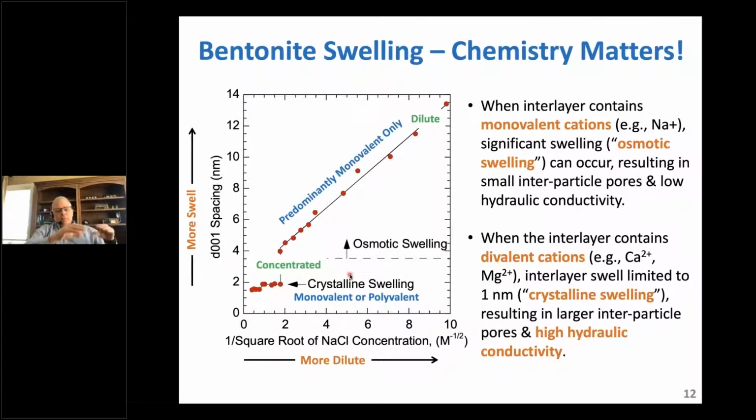So if we have predominantly polyvalent or a very concentrated solution, we'll have very little swell. If we have predominantly monovalent and or a dilute solution, we'll end up with high swelling. And that's important as well, as we'll see as we look through the geochemical interactions that occur during chemical compatibility assessment.